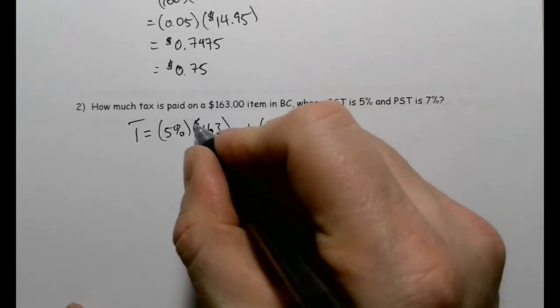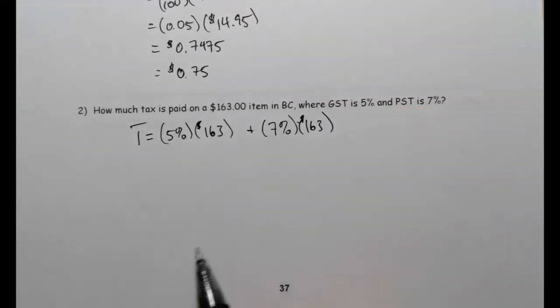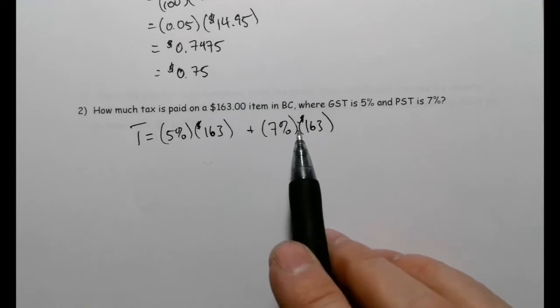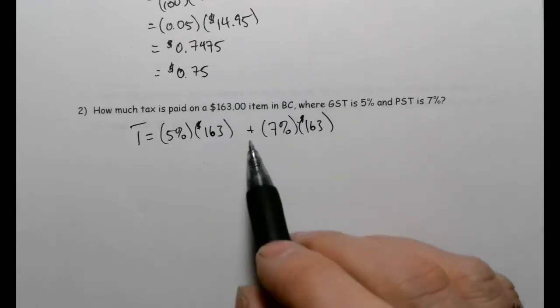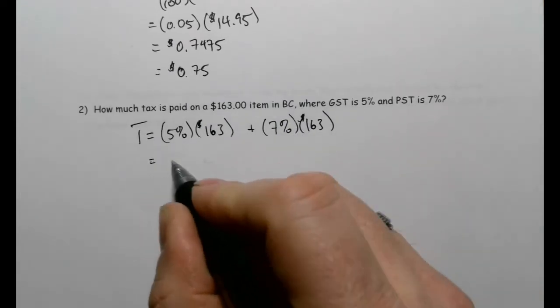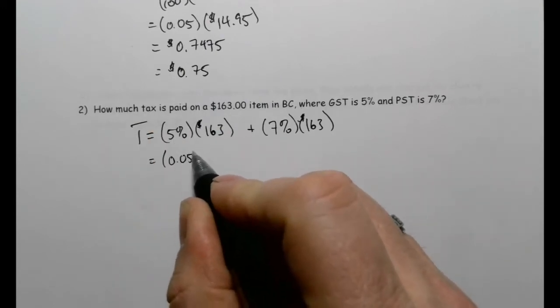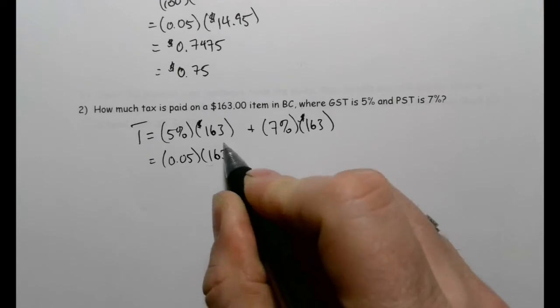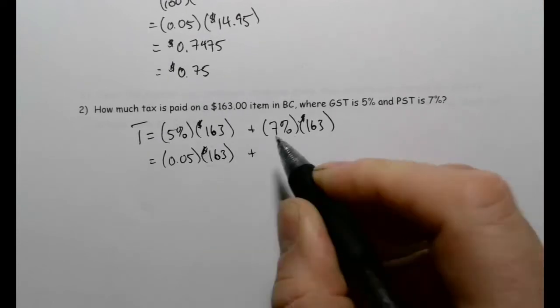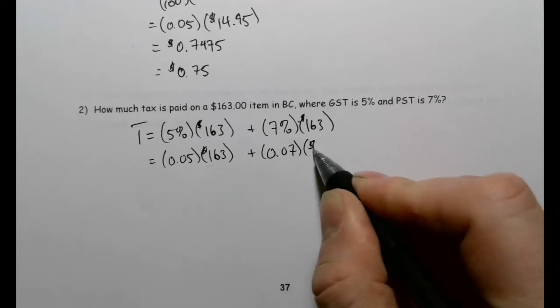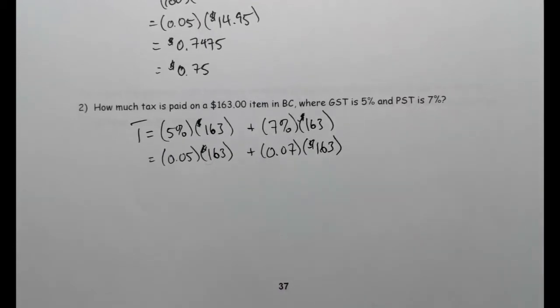So now I just go to my calculator. 0.05 times 163 is going to be $8.15. And then 0.07 times 163 is going to be $11.41. And so we add those together to get our total amount of tax. And so the total tax that would be paid here is going to be $19.56. And that would be in addition to the $163 that you'd spend on the item.